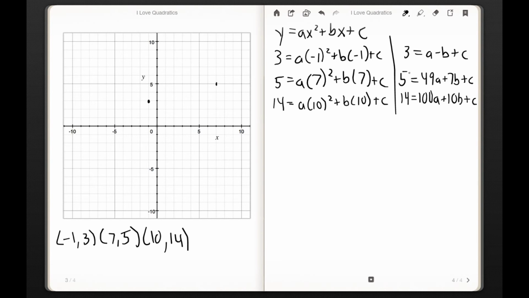We can start by subtracting the second equation from the first one. We'll get negative 2 equals negative 48a minus 8b. And now do that again for the second and third ones. Subtract. We'll get negative 9 equals negative 51a minus 3b.